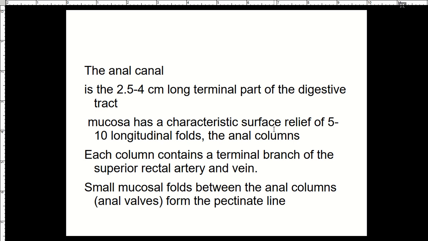So there's going to be a line between the upper half and the lower half because there's also a transition of epithelia. In the upper half, you have simple columnar epithelia. In the lower half, you have stratified squamous epithelia. So there's a line that's called the pectinate line that is going to divide those two parts, right?